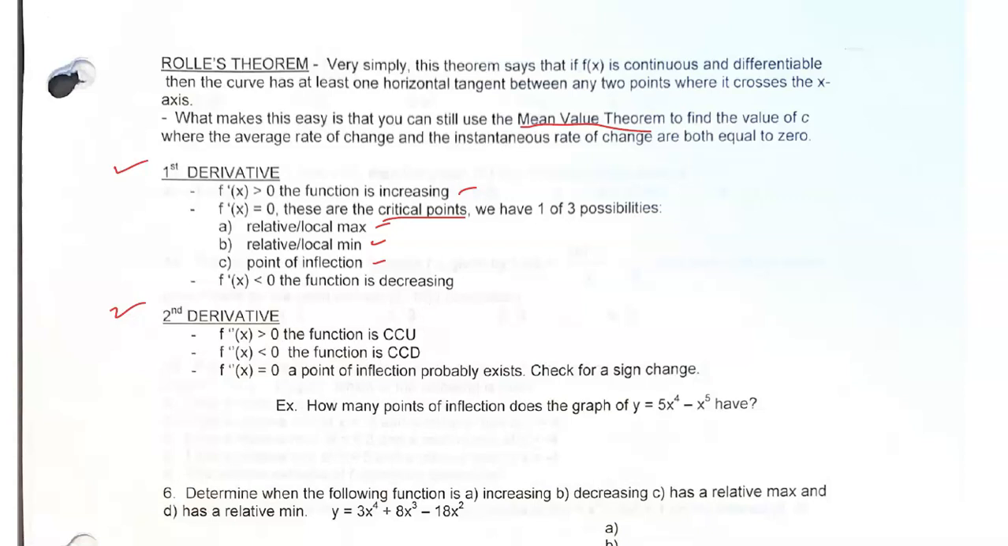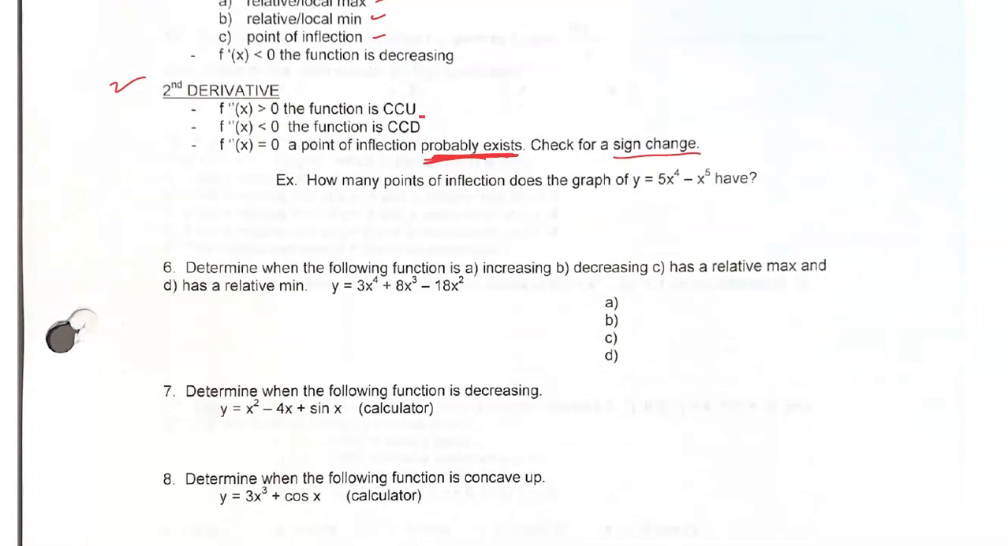Second derivative info. If the second derivative is positive, the function itself is concave up. It would also tell you that the first derivative is increasing. If the second derivative is negative, that means your function is concave down, telling us our first derivative would be decreasing. And if the second derivative is equal to 0, that means a point of inflection would probably exist. Always need to check for a sign change. So if we took our derivative, just to show that, don't assume this.